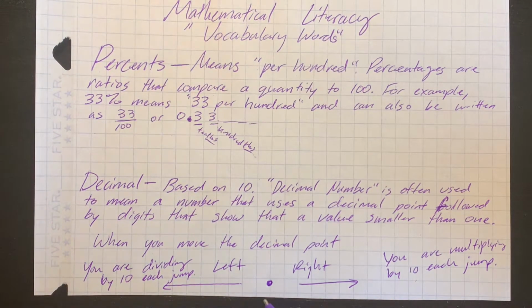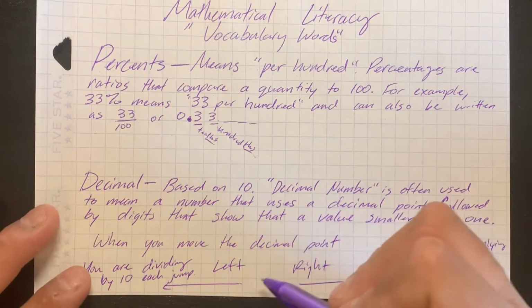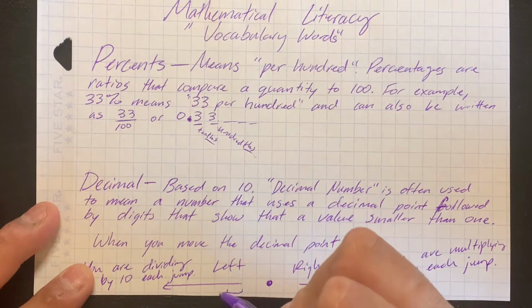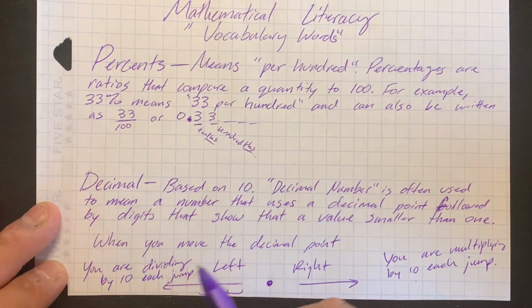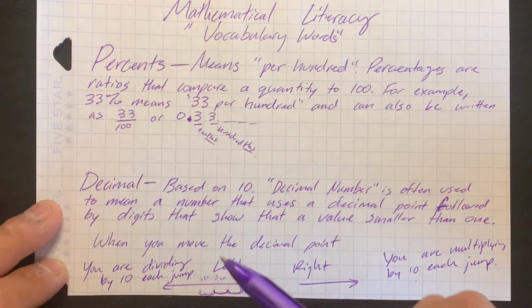So here, if you move that decimal point to the left, remember we're jumping by tens. Each time you jump to the left, you're dividing by 10 each jump. So if we move the decimal point over 3 times, we're dividing by 1,000. If we move it once to the left, we're dividing by 10. One more time, we're dividing by 10 more. Again, another 10. So we're dividing by 1,000 if we move it to the left 3 times.